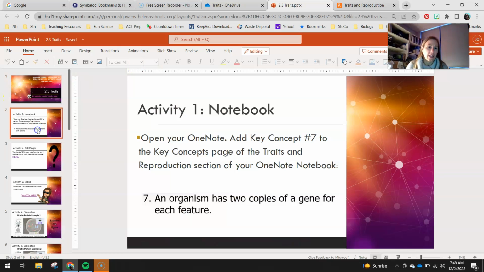for each trait. In your OneNote today, you should have added key concept number 7 to your key concepts page. An organism has 2 copies of a gene for each feature. And again, today we're going to explore why do we have 2 copies? Where do they come from?